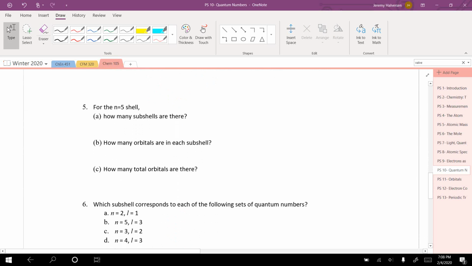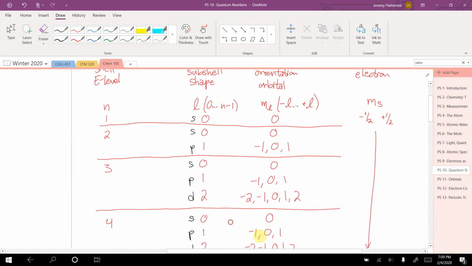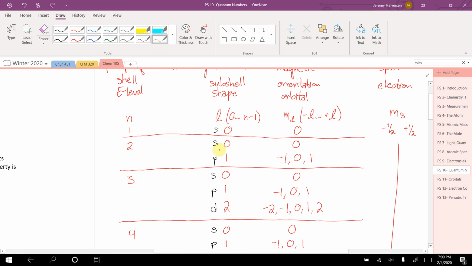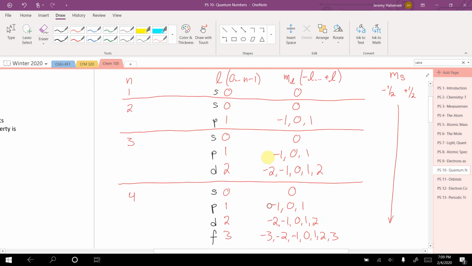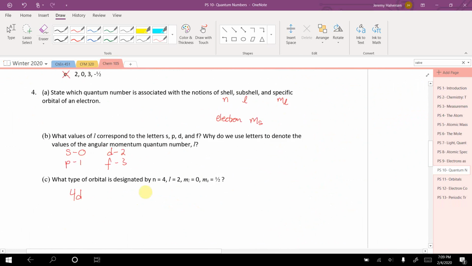Now for 5, if the n equals 5 shell, how many subshells are there? Okay, so if n equals 5, L can equal 0 up to n minus 1, which means I could have 0, 1, 2, 3, and 4. So that's 5 subshells, and you'll notice that's consistent, right? If I go up here, when n equals 1, I have 1 subshell, n equals 2, I have 2, n equals 3, I have 3, n equals 4, I have 4. So when n equals 5, I'll have 5.